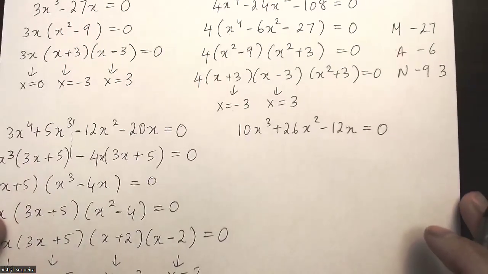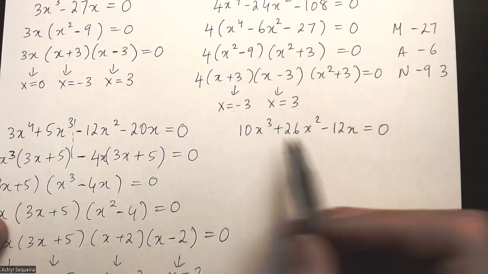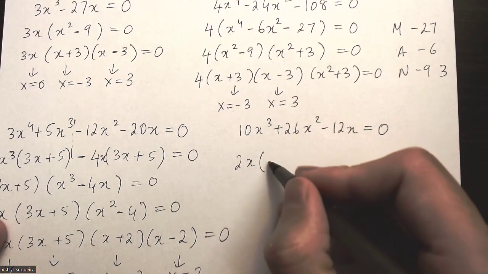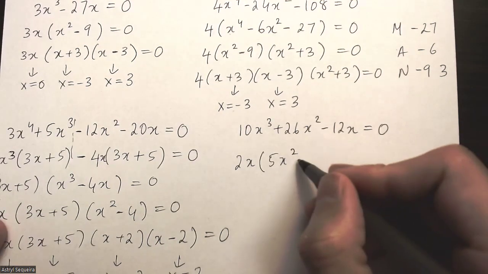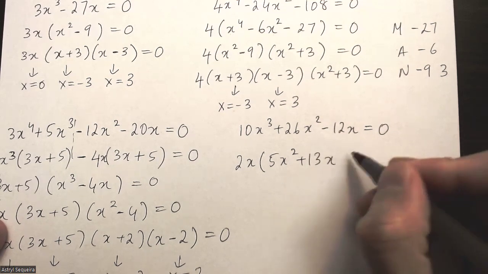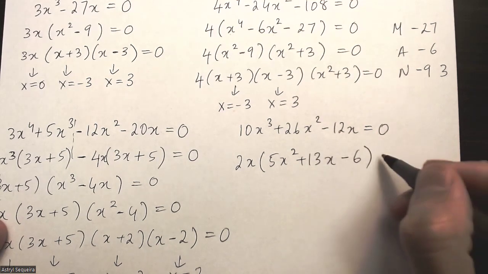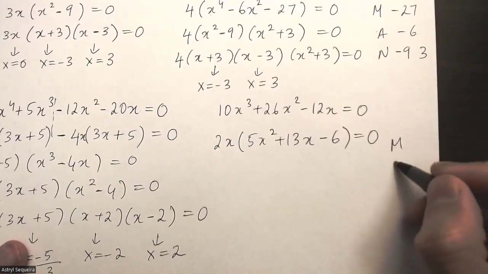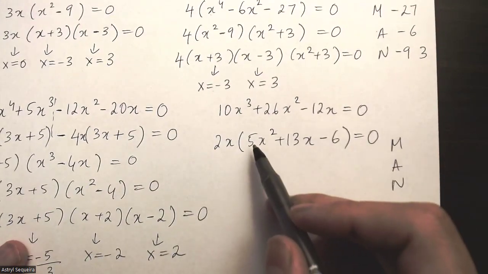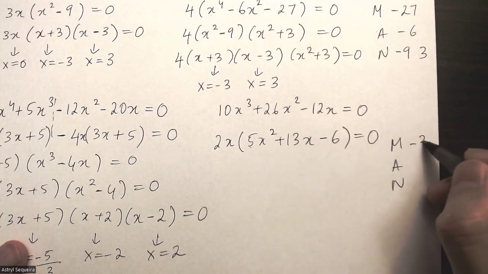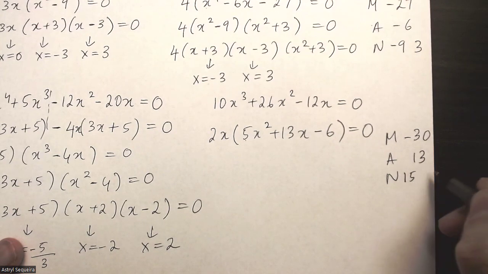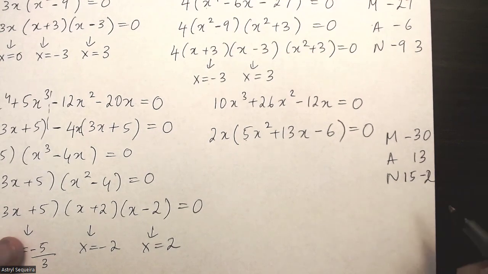All right, let's go to this fourth question over here. Again, I can start by common factoring, and my largest common factor is 2x. So I'm left with 5x squared plus 13x minus 6 equals 0. That's a complex trinomial. I can factor with my X method. So that's negative 30 and 13. So it's 15 and negative 2.